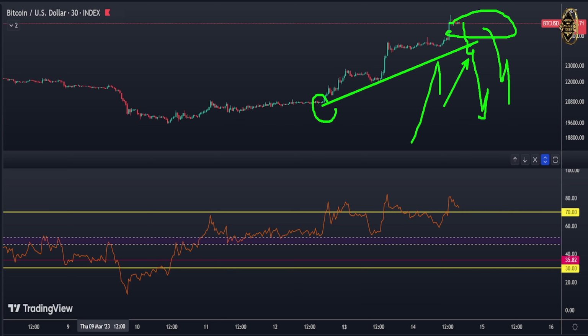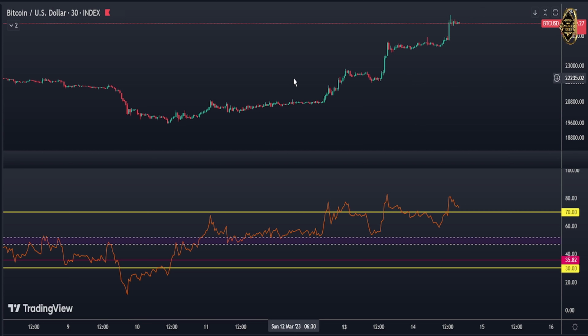Maybe it's going to go higher than that, because if you remember what I told you in the daily, I told you when we break the 25k, we are going to go to 30k. That's it. Everything is too clear, guys.